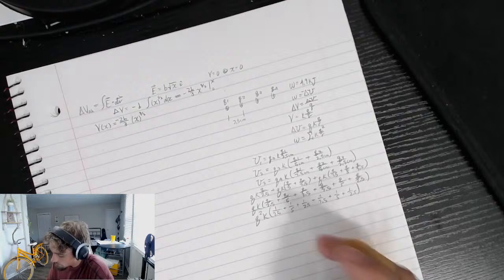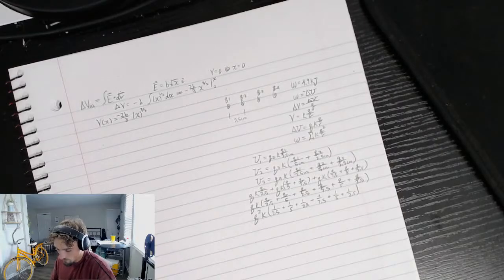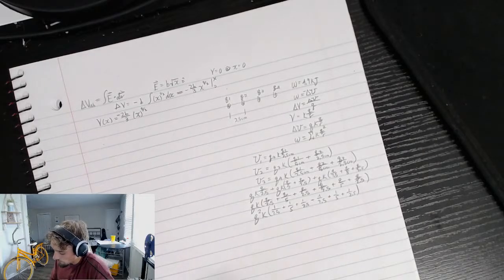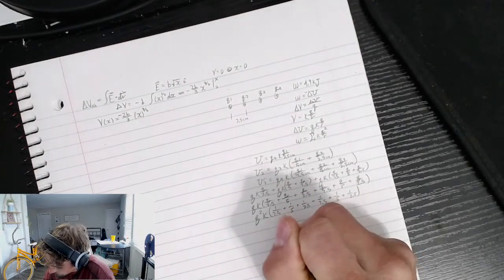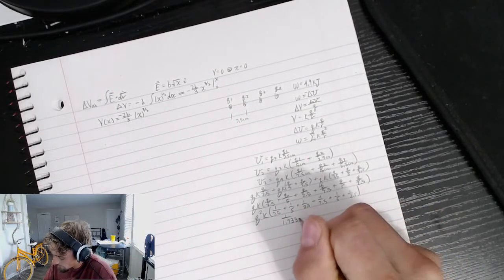Okay, so it's looking like this is what we have here now. So let me go ahead and compute this. Plus 5 plus 2.5 plus 7.5 plus 5 plus 2.5. Okay, and remember, this is what we get, 1.733. And now remember that's in centimeters.